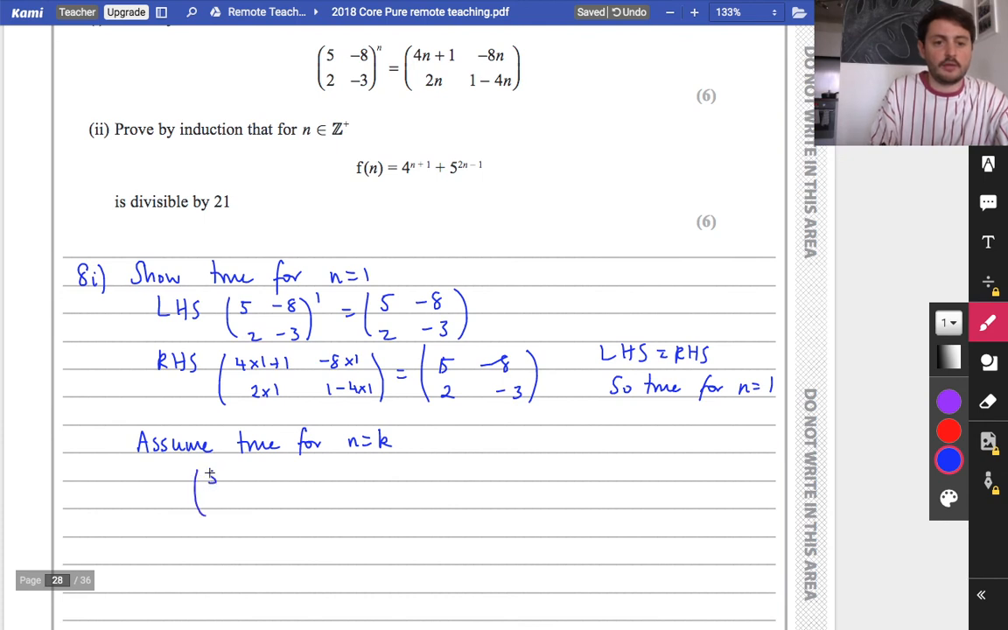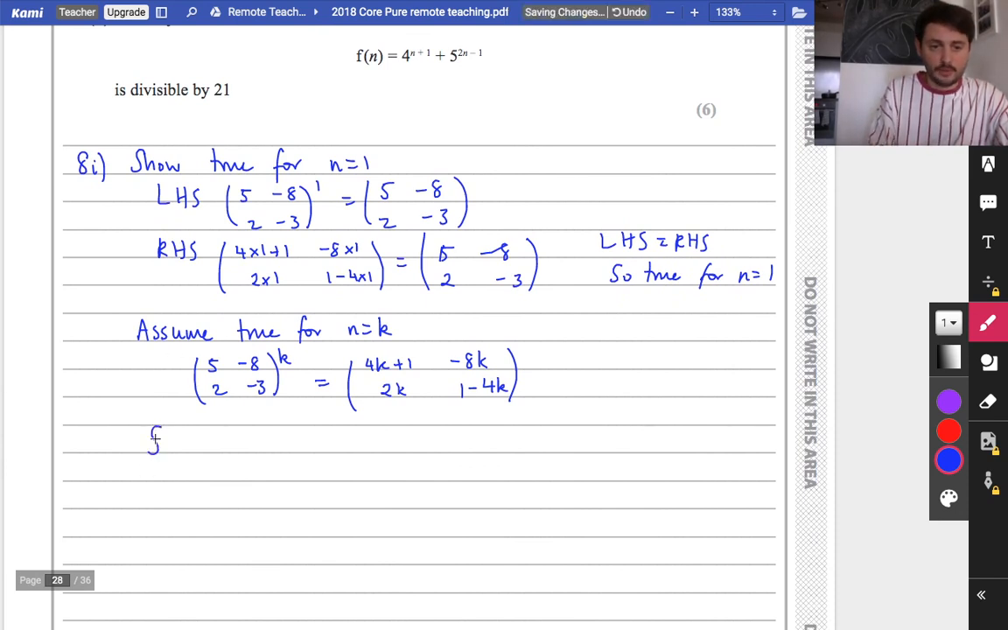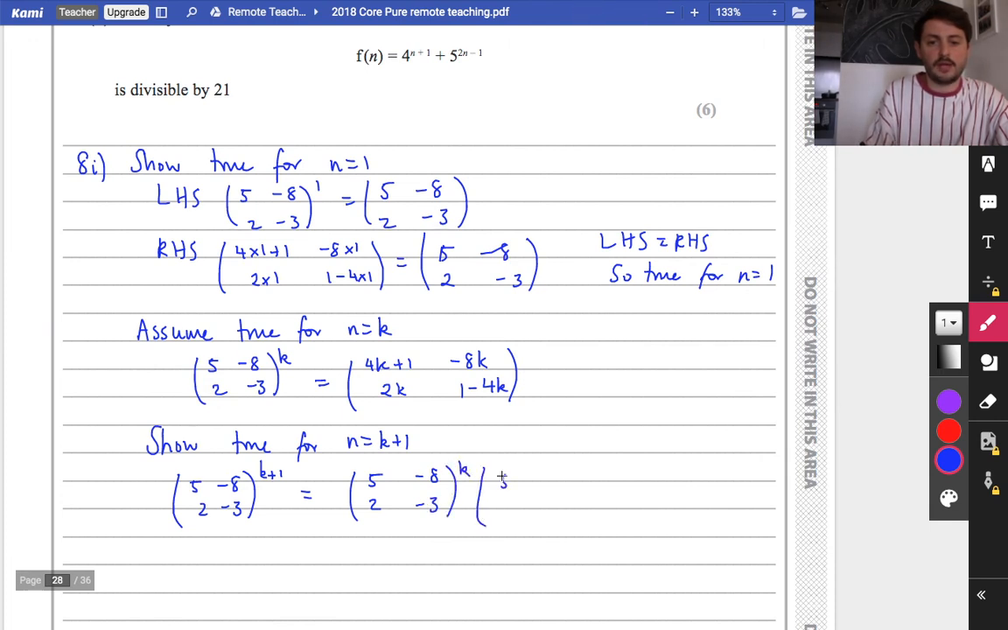In other words, 5 minus 8, 2 minus 3 to the power of k is equal to 4k plus 1, minus 8k, 2k, 1 minus 4k. Now we need to show that it is true for n equals k plus 1. So we want to say that this to the power of k plus 1, we're going to hopefully aim for it to be something. So that's going to be 5 minus 8, 2 minus 3 to the power of k, multiplied by 5 minus 8, 2 minus 3. We're multiplying it one more time, so it's the same as k plus 1.